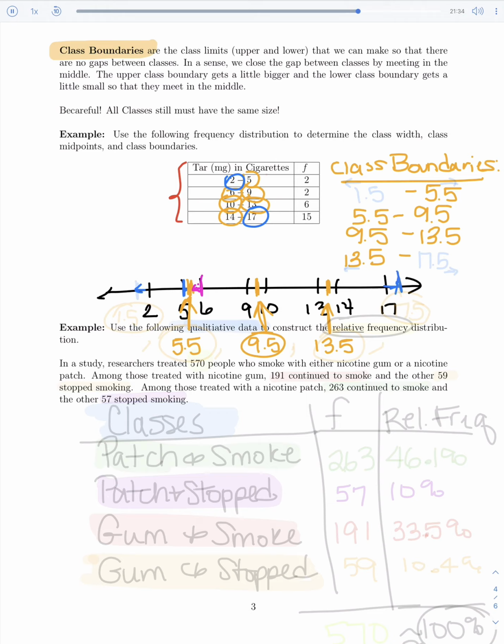The reason why you do this is because, just like before, we want all of our classes to be the same size. So if I'm moving all the right-hand sides out a little bit, then I need to do that on my last class. If I'm moving all my left-hand ends out a little bit to the left, then I need to do that on the beginning of my classes too. So these are called my class boundaries. They'd be listed out as 1 and a half, 5 and a half, 9 and a half, 13 and a half, and the last one we pushed out was 17 and a half.